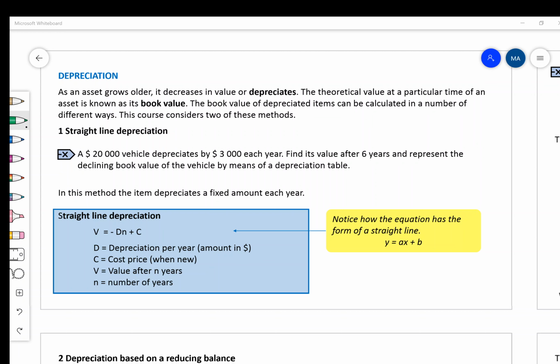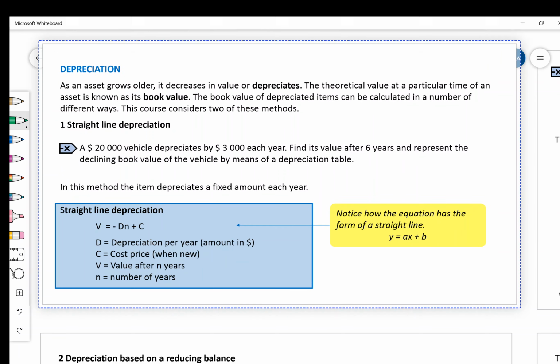So what we're typically looking at is things like equipment that a business has purchased and needs to use to run their business. Over time that equipment will lose value. In fact, businesses are able to claim that as a tax deduction, so it's a very important thing in business. With the straight line method, this is the equation we use and these are the variables.